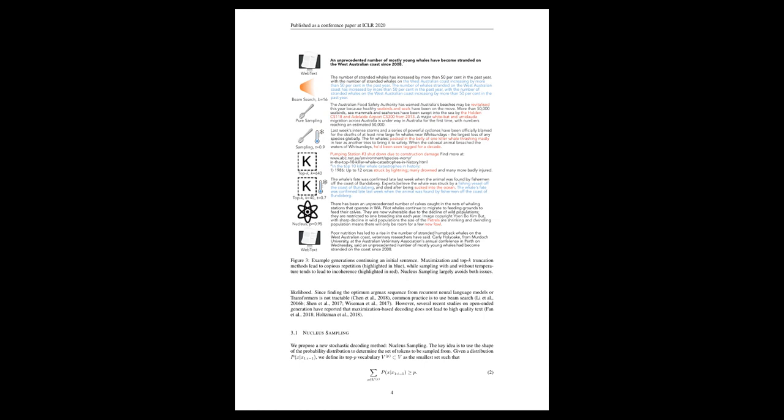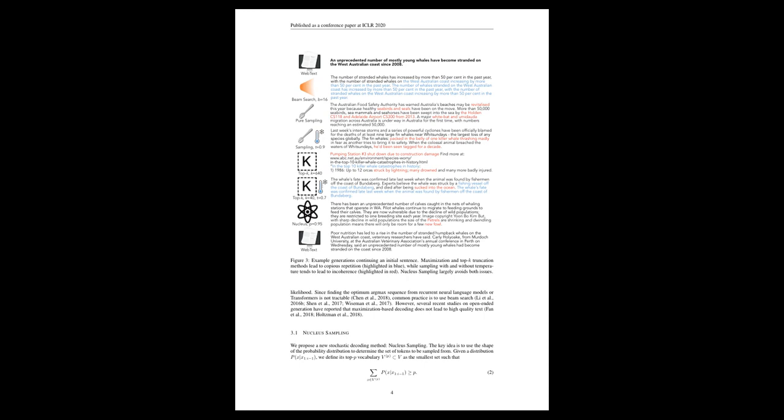It has been reported that the count of stranded whales on the West Australian coast has risen by over 50% in the past year. The fate of one whale, found off the coast of Bundaberg, was confirmed when experts determined it had been struck by a fishing vessel.